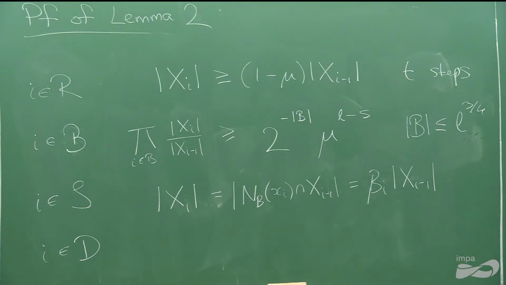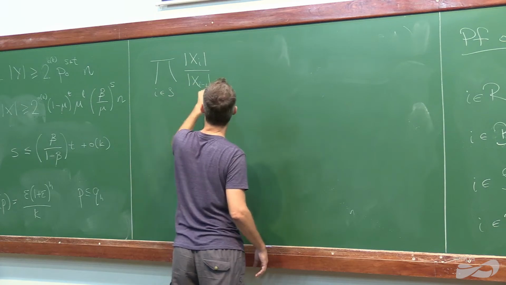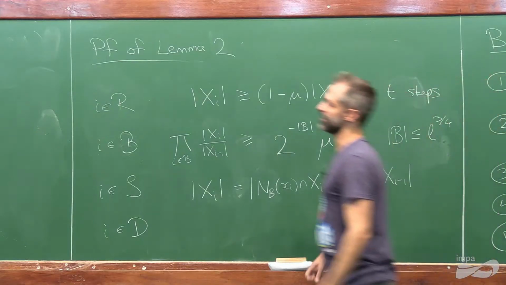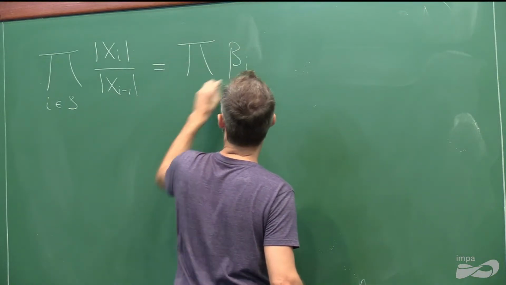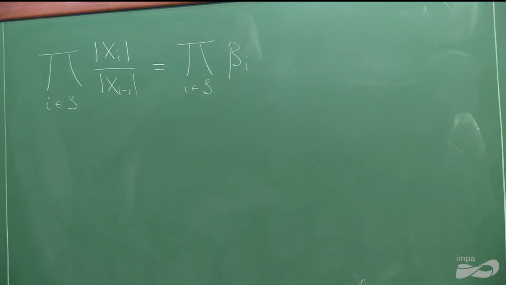Are we going to do this over the set of all density boost steps, or only the reasonable ones at this time? Right, good question. So we're going to have the product over i in S of xi over xi minus 1 be just the product of all the beta i's. And I want to motivate why we're going to split this in two.